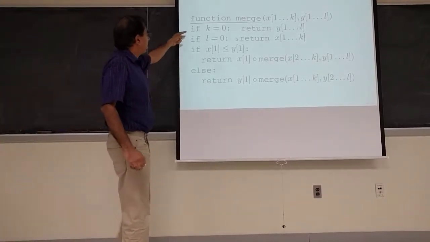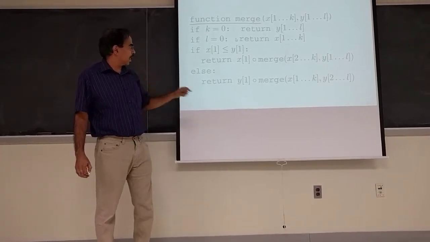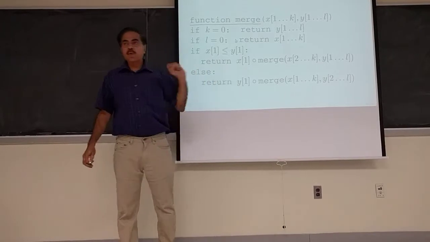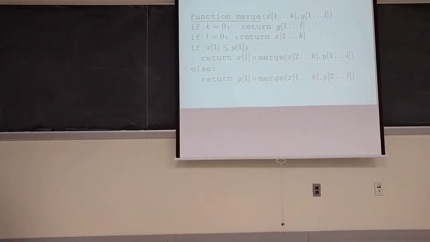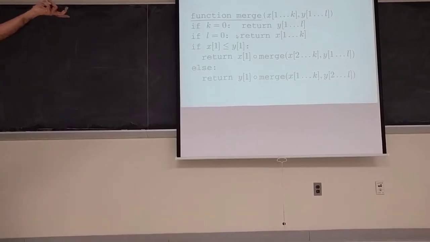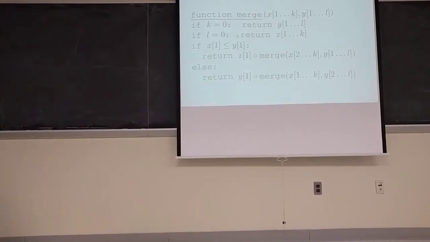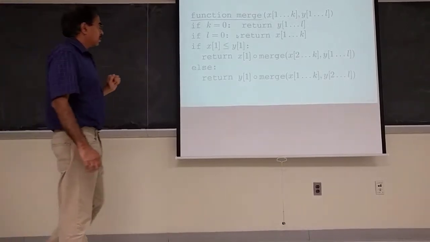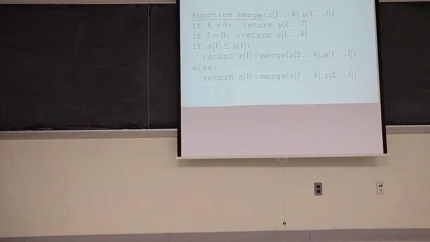So if you execute the body once, it uses up constant time, and you output one element. Each time you execute the body, you output one element, which means that if there are n elements in the input, you're going to execute the body n times, and therefore the time spent is O of n, right? So that's very clear for merge.